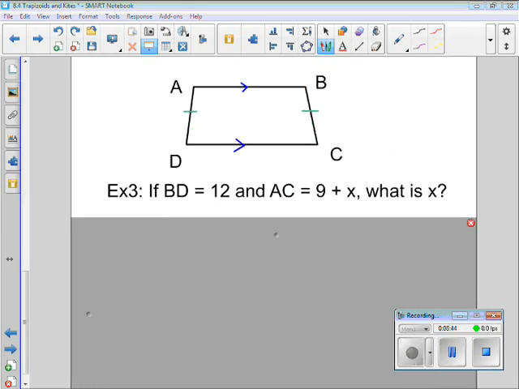All right, let's take a look at this next problem, example number 3. They tell us BD, which is a diagonal, is 12, and AC is 9x plus x. What is x? So we're going to have to write an equation. So go ahead and put me on pause and come back and check your work. You might want to look back at the properties to see what you know about diagonals, to see if that helps you write your equation.